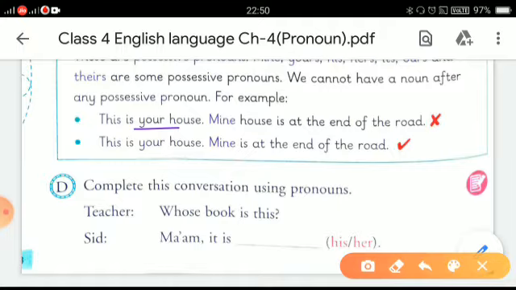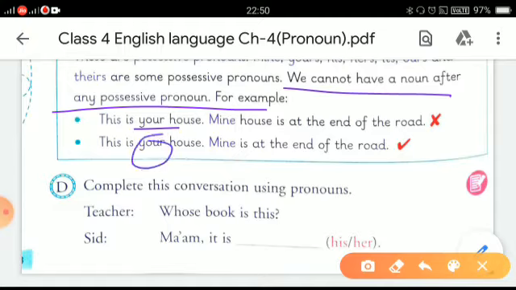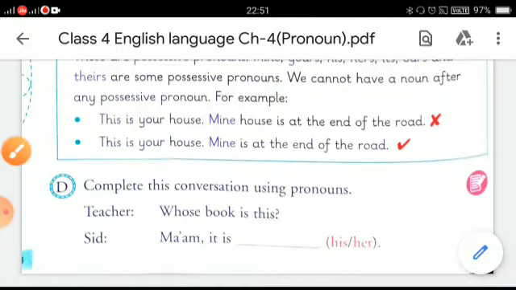It's a wrong formation of a sentence, as we have read that we cannot have a noun after any possessive pronoun. So let's see the correct one. This is your house. Mine is at the end of the road. Now this one is the correct one. Now come to the next exercise, that is exercise D.